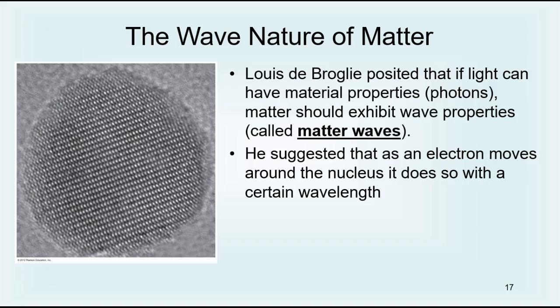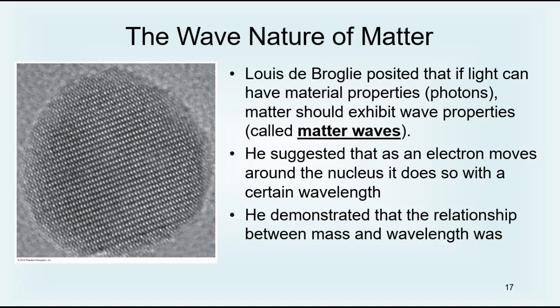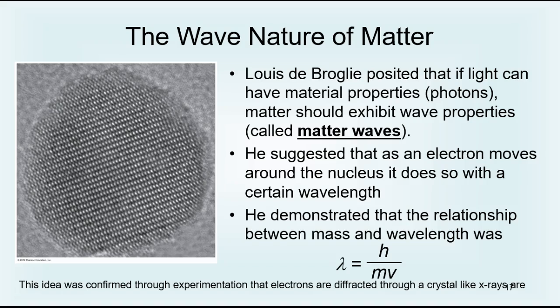So as the electron moves around the nucleus, it does so with a certain wavelength, just like we see energy doing. And then he was able to demonstrate that there's a relationship between mass and wavelength, and here's the equation. So we have wavelength equals h divided by m times v. M times v, that's mass and velocity. H is Planck's constant. And in terms of the derivation of that equation, you can look at the book, but it's not really as important to us for this topic.